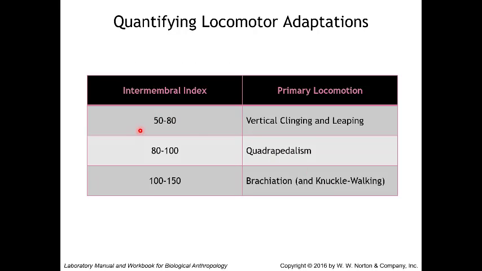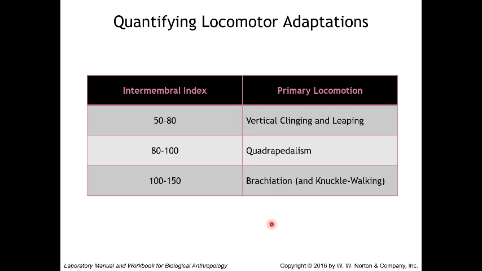An intermembral index of anywhere between 50 and 80 means you have a vertical clinger and leaper. If you have an intermembral index from 80 to 100, you have a quadruped. If you have an intermembral index between 100 and 150, then you have a brachiator or a knuckle walker. All it's saying is that if the index is less than 100, the animal has long hind limbs. If the value is greater than 100, the animal has long forelimbs. If it's close to 100, the forelimbs and hind limbs are of relatively equal length.